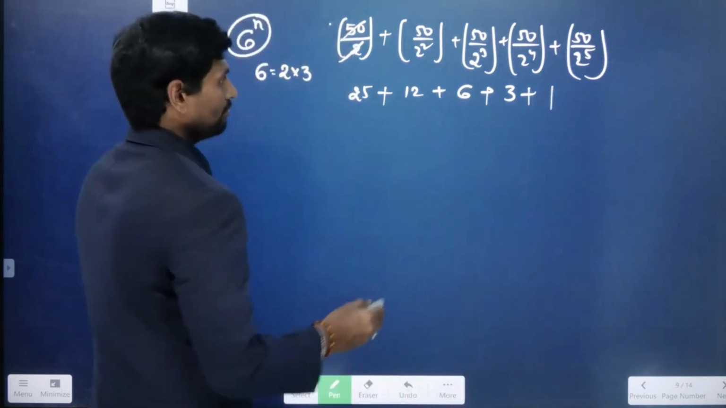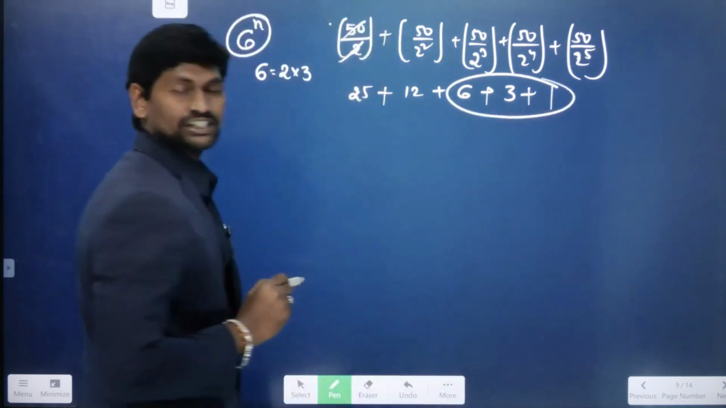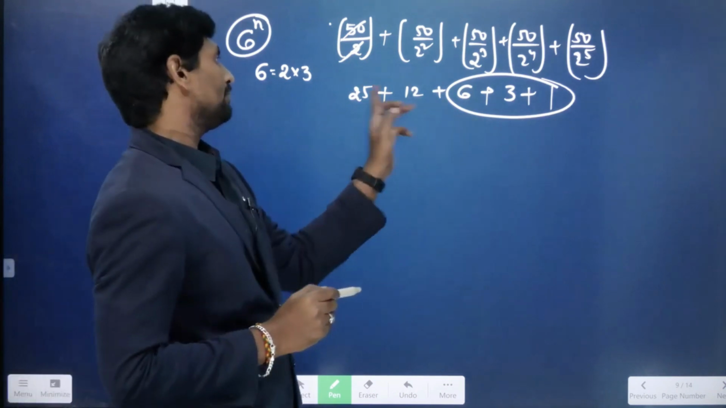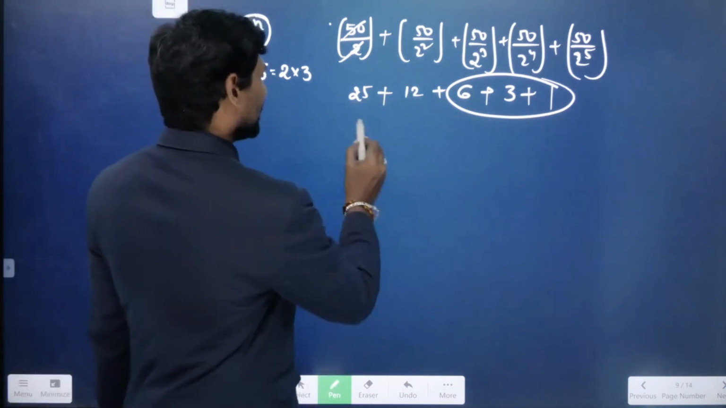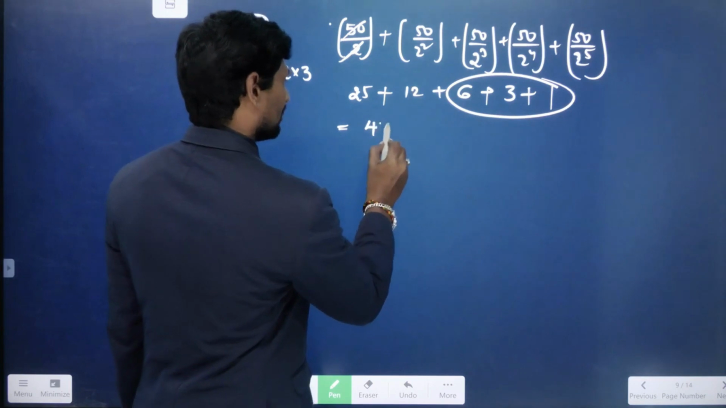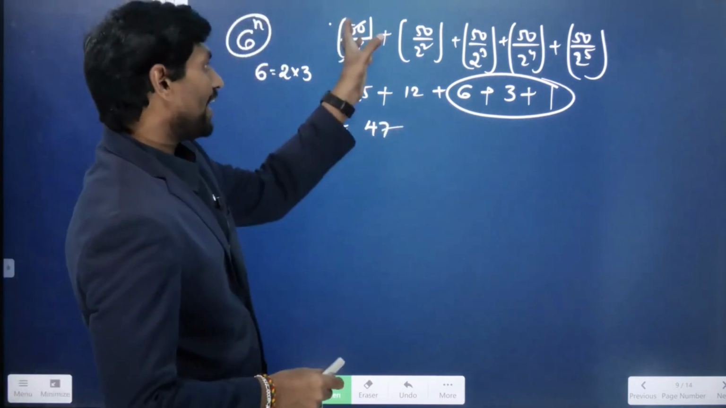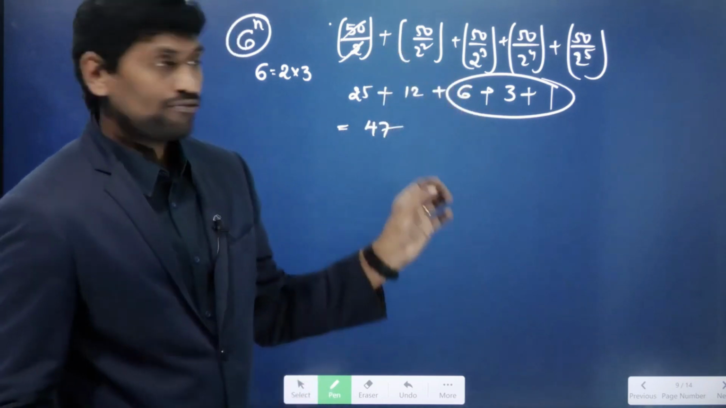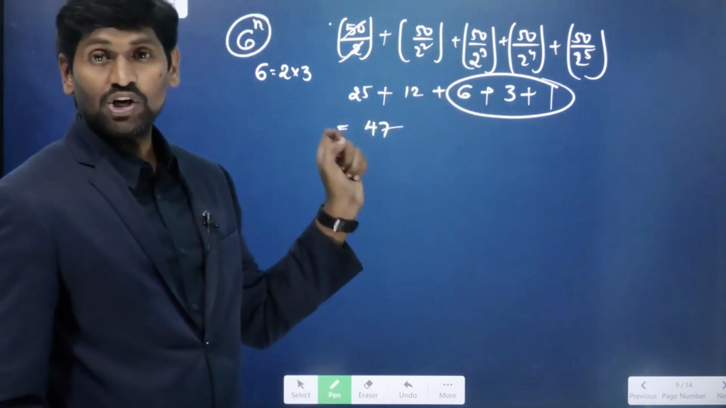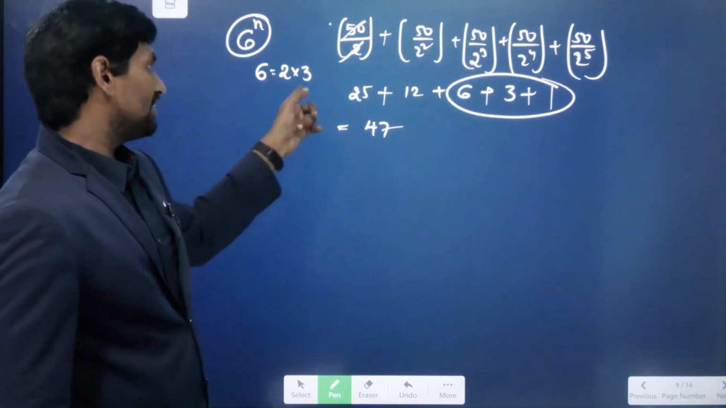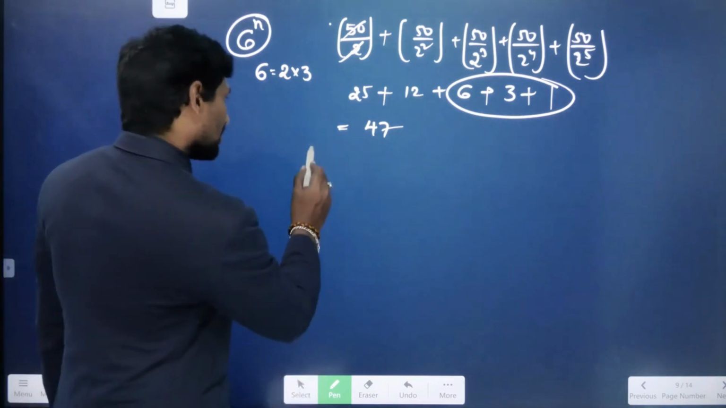Now add all of them. This will be 10 up to here, 6 plus 3 plus 1, 10. 10 plus 25, 35, 35 plus 12, 47. So the highest power in 50 factorial is 47. It is according to 2. But still we need to identify 3.